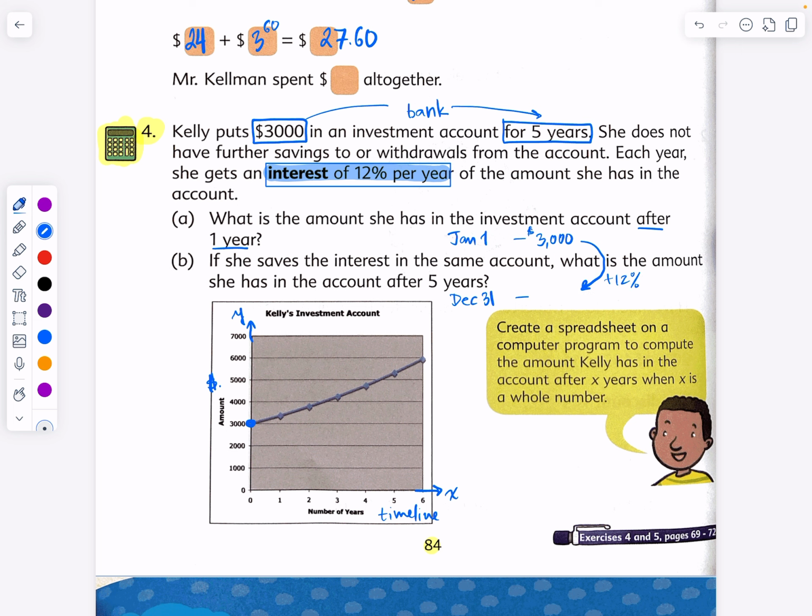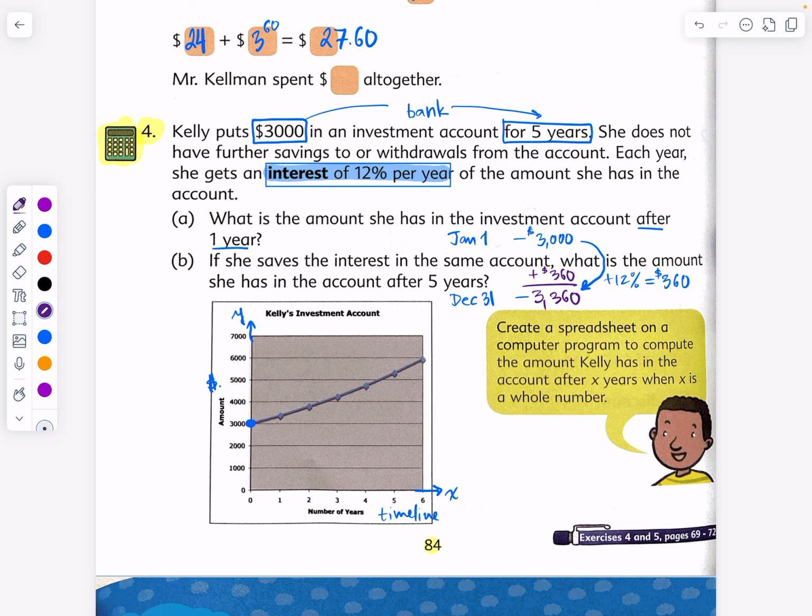My friends, what is 12% of $3,000? Well, 10% is 300, 1% is 30, so 12% equals $360. So by the end of the year, Kelly will have plus $360, that is her interest. She will have $3,360 in the account.